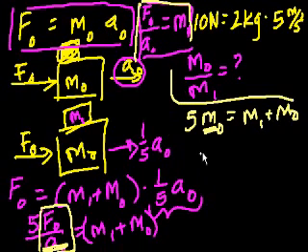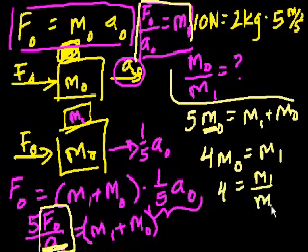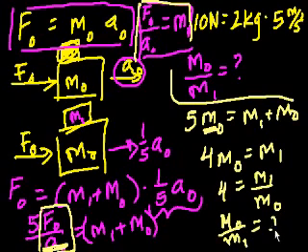And now what do we have? We have 5m sub 0 is equal to m1 plus m0. We could subtract m0 from both sides, and you get 4m0 is equal to m1. You could divide both sides by m0, and you get 4 is equal to m1 over m0. And you can invert this relationship, and you get m0 over m sub 1 is equal to 1/4. So what we learned is the ratio of the old mass to the new mass is 1:4.